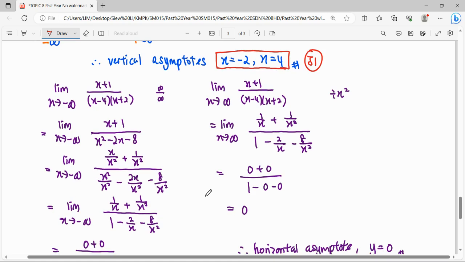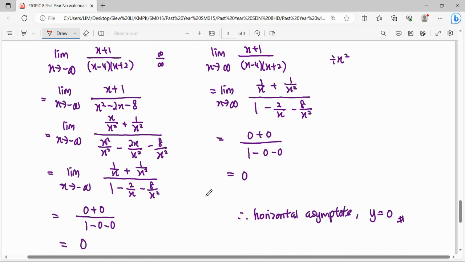Okay, then for the horizontal part, we're going to evaluate x approaches negative infinity, and you can see we simplify the indeterminate form. So for both of these you get 0. So the horizontal asymptote here is y equals 0. The horizontal asymptote must be found by evaluating the limit as x approaches negative infinity and positive infinity.